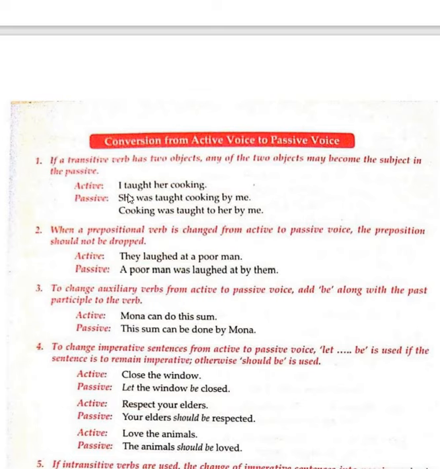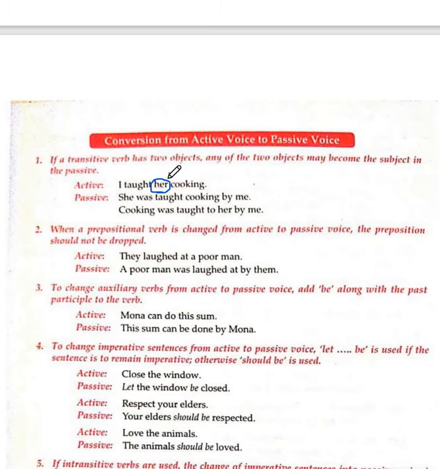So here you can see, I taught her cooking. In this sentence, her is the indirect object, and cooking is the direct object, because if we question with what, the answer we get is the direct object, and this one is the indirect object. Okay, so here you can see the first one has been changed into passive. So it has been answered as: she was taught cooking by me.